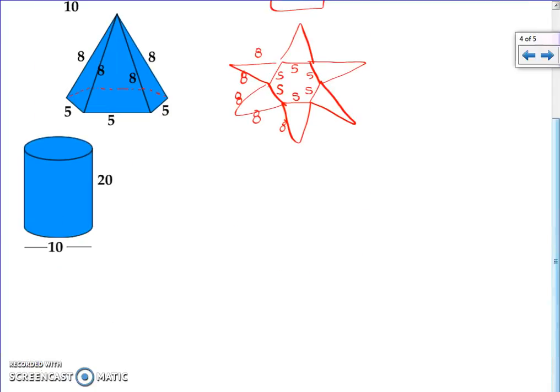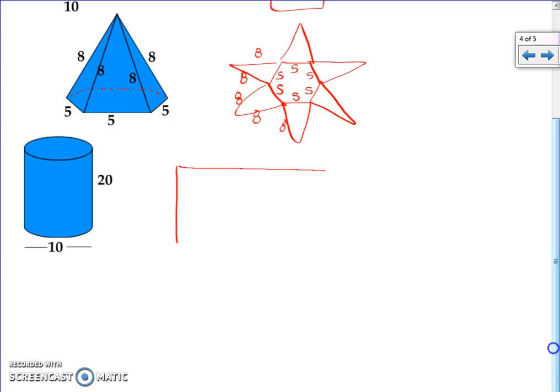Okay, the cylinder. What is this going to look like? What shapes are we going to draw? Rectangle. So we have a rectangle, and we have two circles, right? So think about a soup can. If you were going to take the top off and the bottom off and then cut up the side and lay it flat, you would have a rectangle, right? And then two circles. So let's draw that.